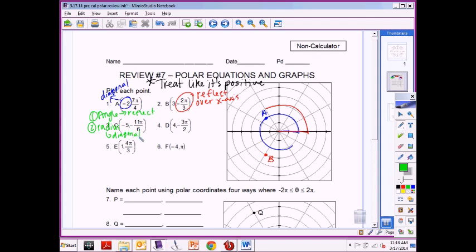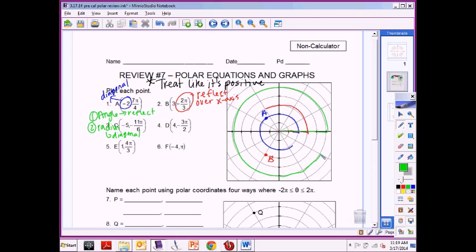Cool? All right, so we're going to treat everything like it's positive. So 5, 11, pi over 6. I'm going to go out 1, 2, 3, 4, 5, and I'm going to go all the way around. So 11 pi over 6 is 330. So I'm right here. If I was positive, I would be right there.